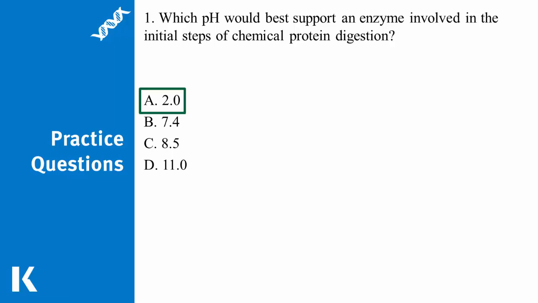The answer is A. Chemical protein digestion begins in the stomach, which has a pH of 2. Therefore, enzymes required for this process must function optimally at this pH. Good job if you got that question correct.